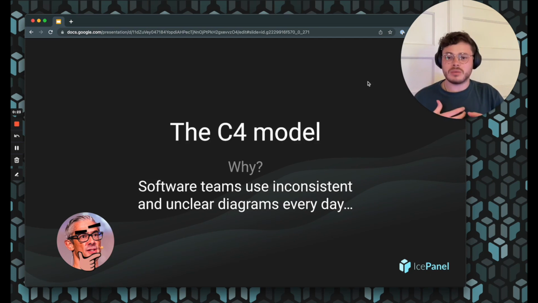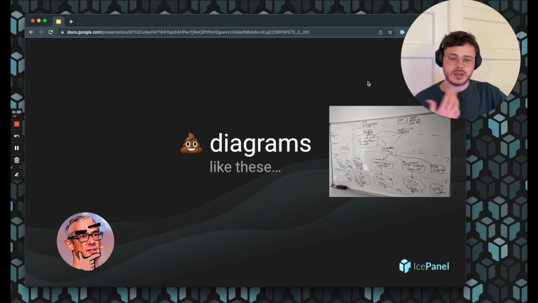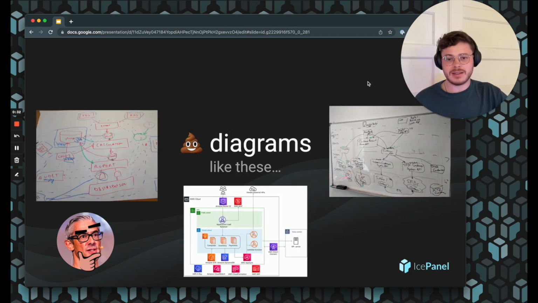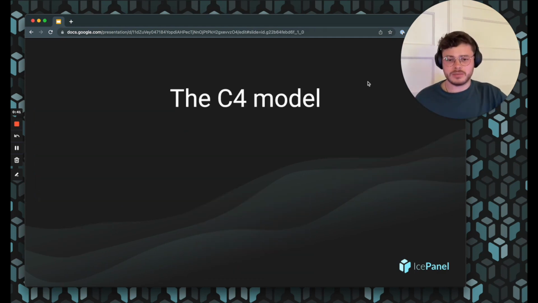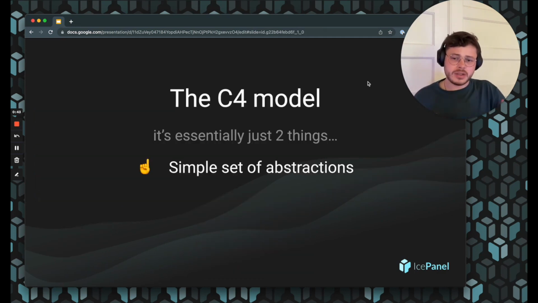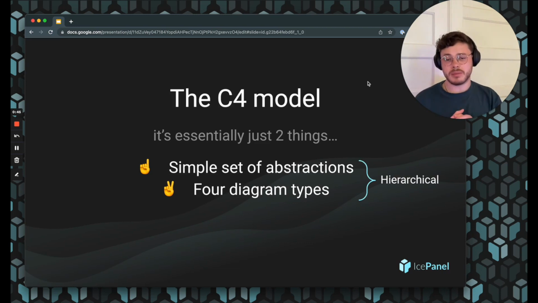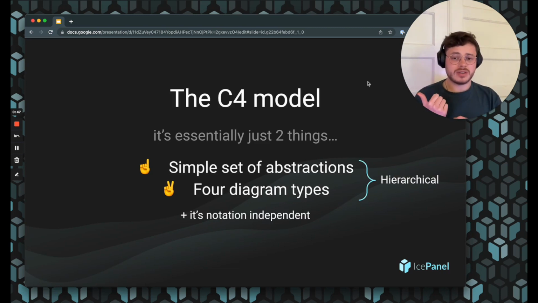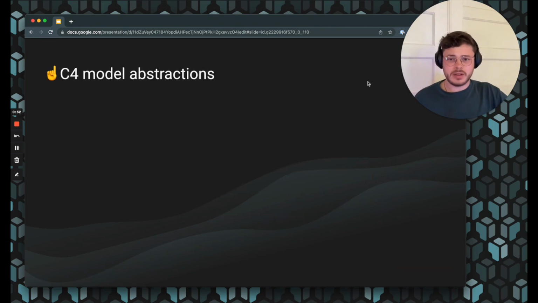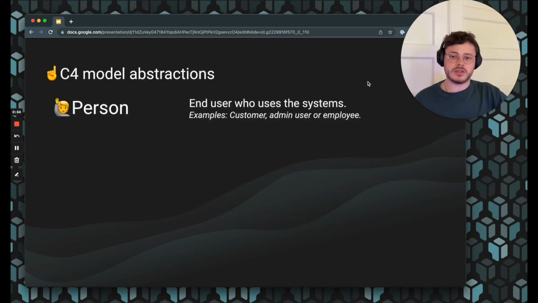Why was it created? Well, software teams use inconsistent and unclear diagrams every day to explain how software works. Diagrams like these are commonplace in the developer teams at most companies, and they're just unclear and unstructured, which makes them hard to explain what they're trying to explain. So the C4 model is really only two things to remember: a simple set of abstractions and 4 diagram types. Let's have a look at the C4 model abstractions real quick.